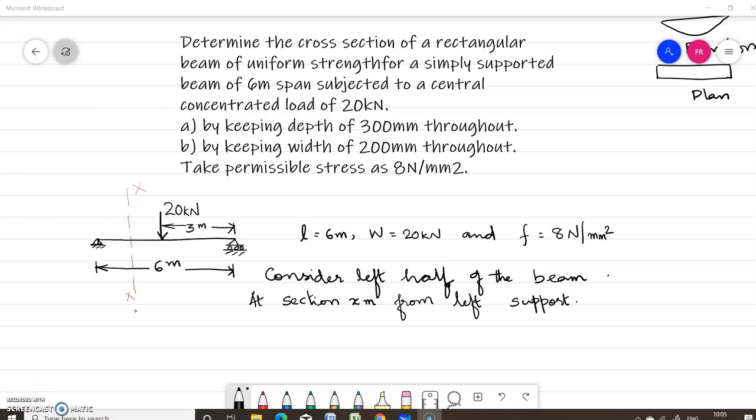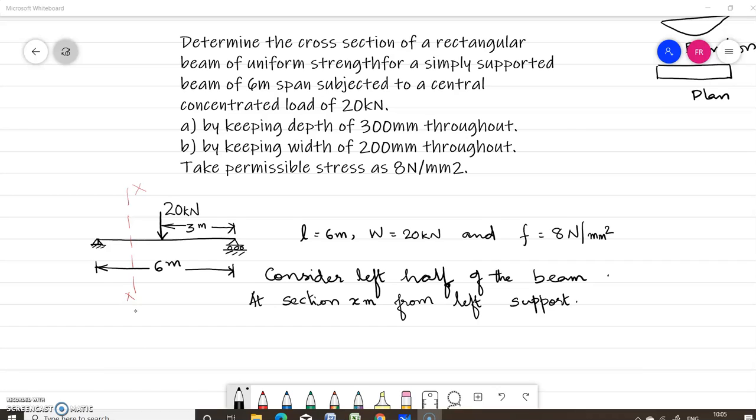So in this question you have to find out the cross section of a rectangular beam. We have to make a beam of uniform strength. The beam is simply supported, subjected to a centrally concentrated load of 20 kN. 6 meter is the span of the beam. First case is we have to keep the depth of the beam 300 mm throughout. Depth is constant. Okay.